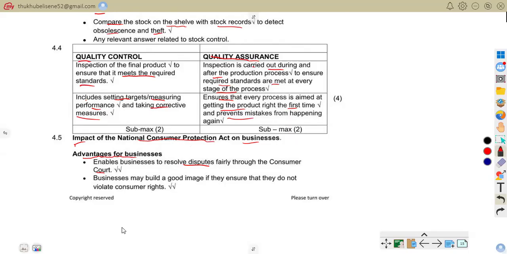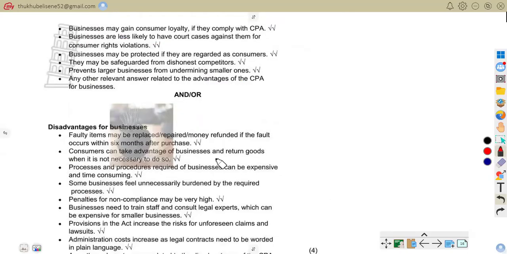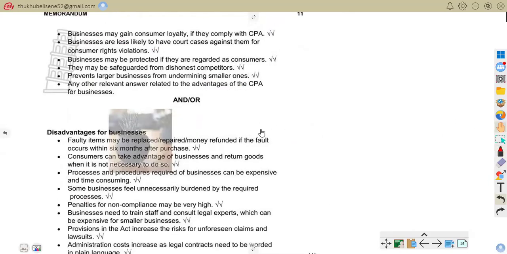Business may build a good image if they ensure that they do not violate consumer rights. So they build a good business image. That is when they comply. We're talking about compliance. So know very well compliance improves reputation. So now let us move on to our other points.